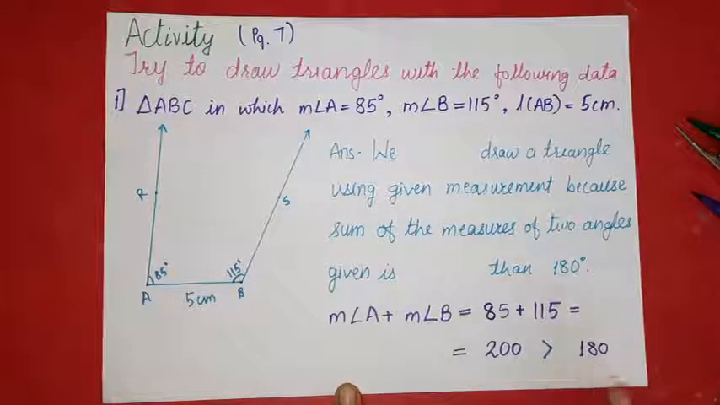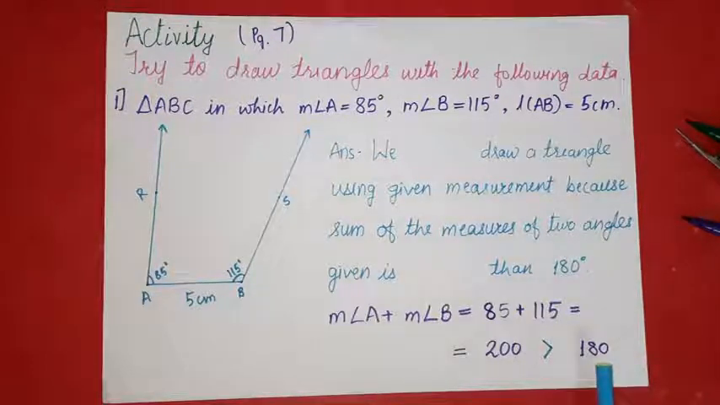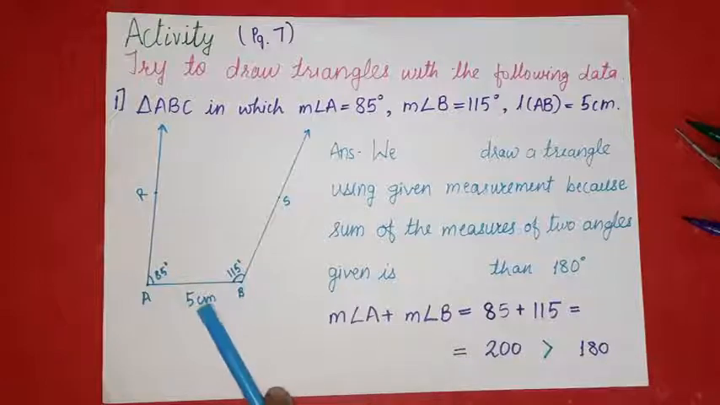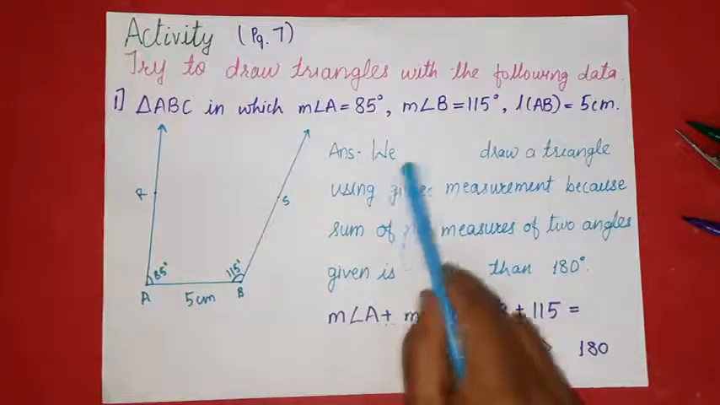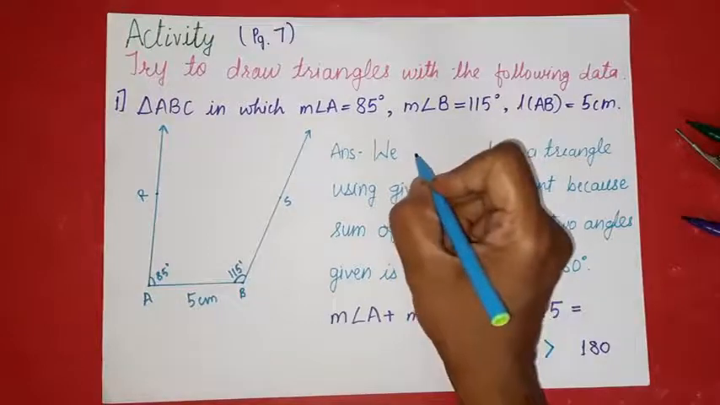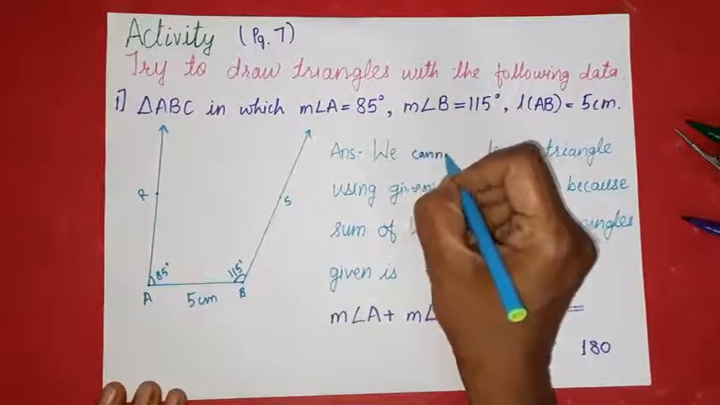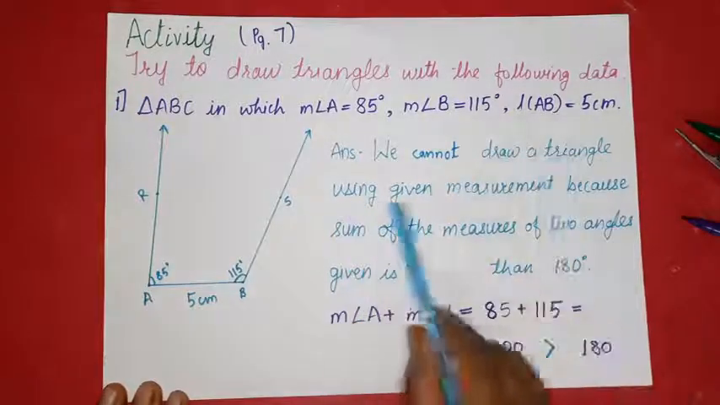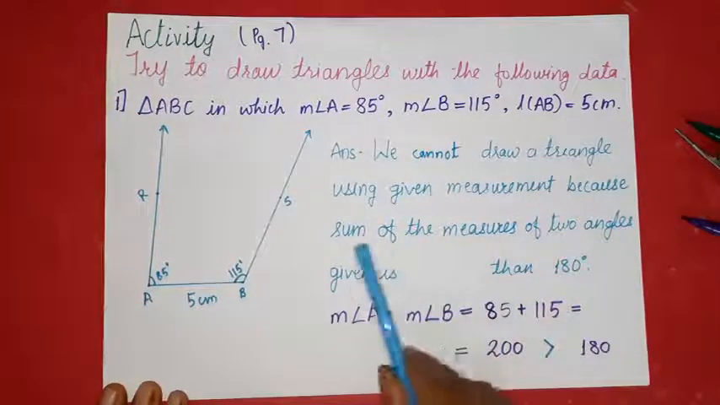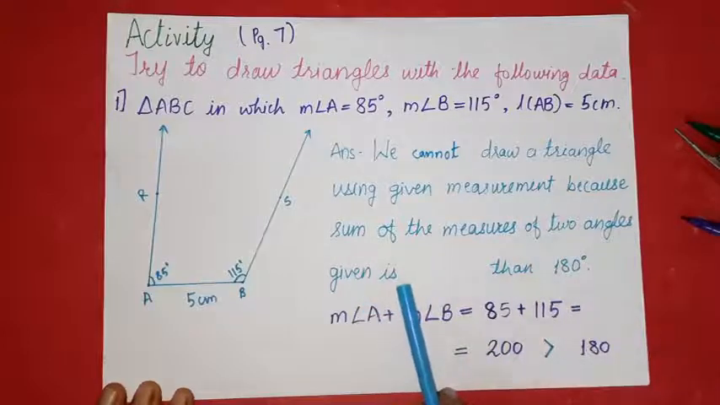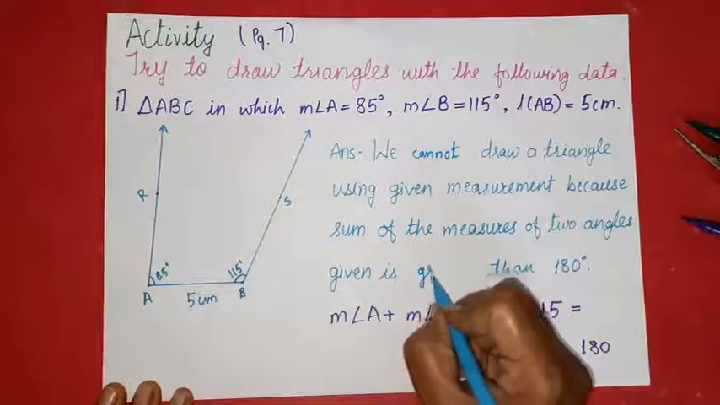We had seen the property that the sum of the measures of angles of a triangle is 180 degree. That is, if the sum of measures of all three angles is greater than 180 degree, then the triangle will not be formed. So here we cannot draw a triangle. So we will write here, are we able to draw the triangle? No. We cannot draw a triangle using the given measurements because the sum of the measures of two angles given is greater than 180 degree.